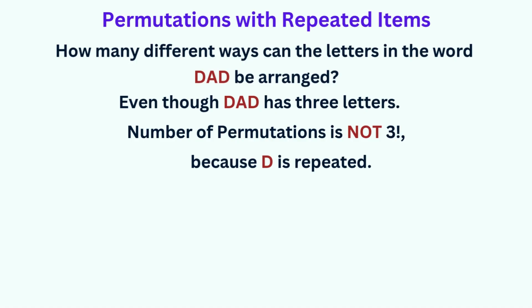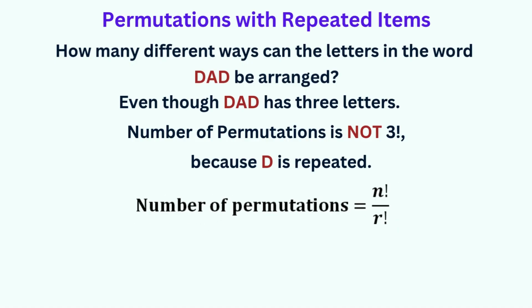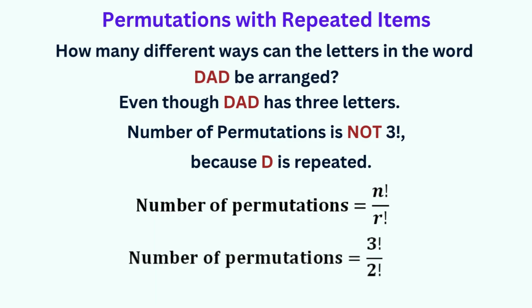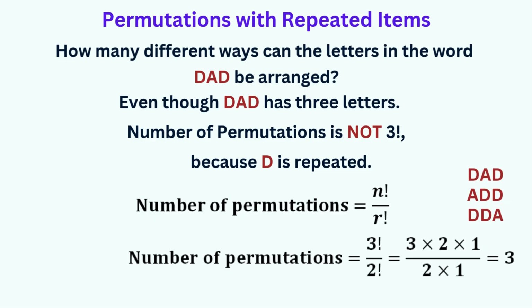So, to find the number of distinct permutations of the letters in DAD, we use the formula shown here, where n represents the total number of items, which is 3 in this case, and r represents the number of times an item was repeated. So, in this case, r is 2, since D is there twice. So the number of distinct permutations would be 3 factorial divided by 2 factorial. That's 6 divided by 2 equals 3 distinct permutations, as can be seen here where we listed them.